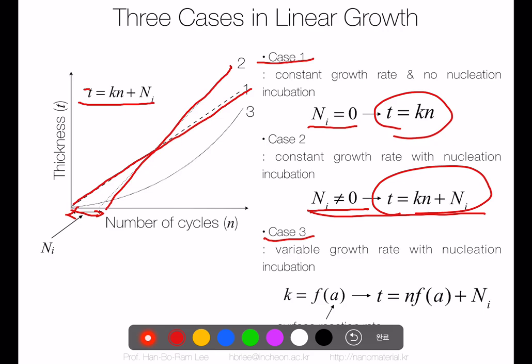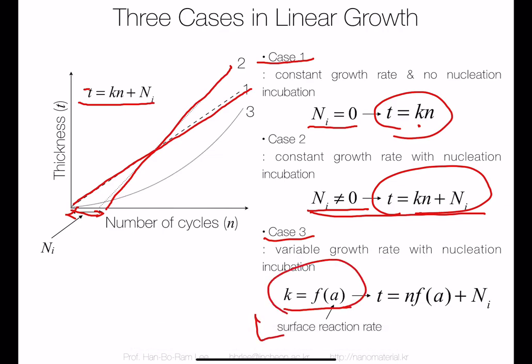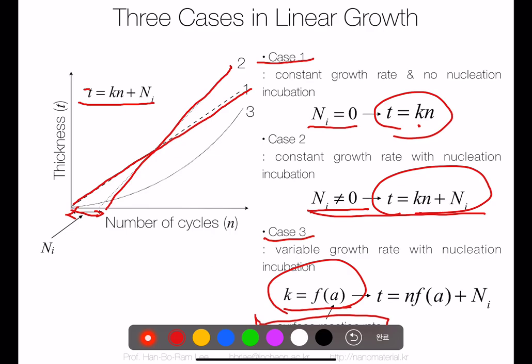in this case, we have the nucleation delay, and at the same time, we have a different growth rate. The growth rate used to be a constant in the previous cases, but in this case, the growth rate is a function of the surface reaction rate. So the surface is changing, and the growth rate is changing. The equation is going to be T is NFA as a function of A plus the nucleation delay. Because of that, the growth rate is gradually changing. The slope is not linear anymore. That is the parabolic shape.